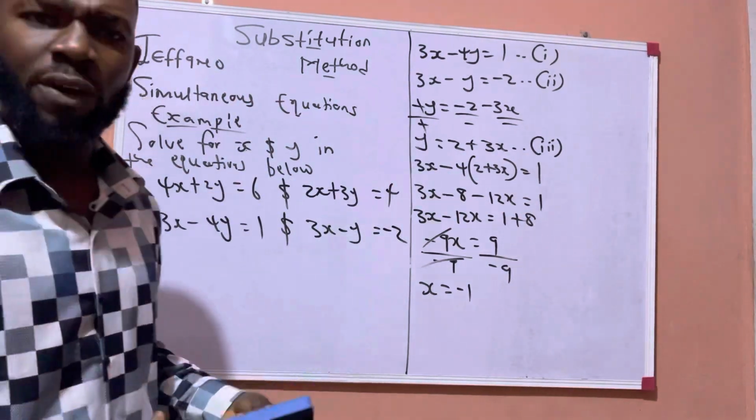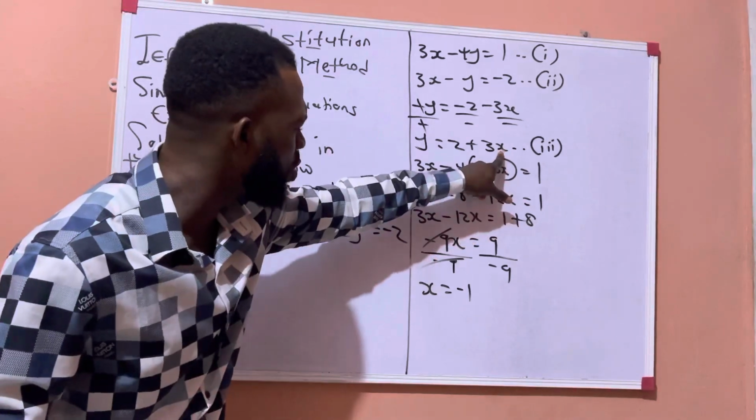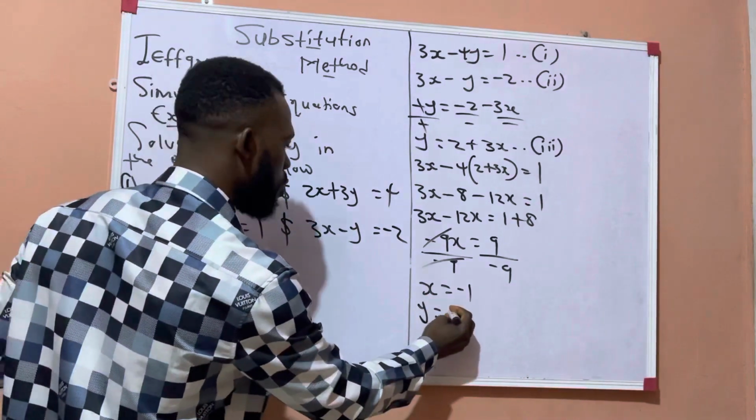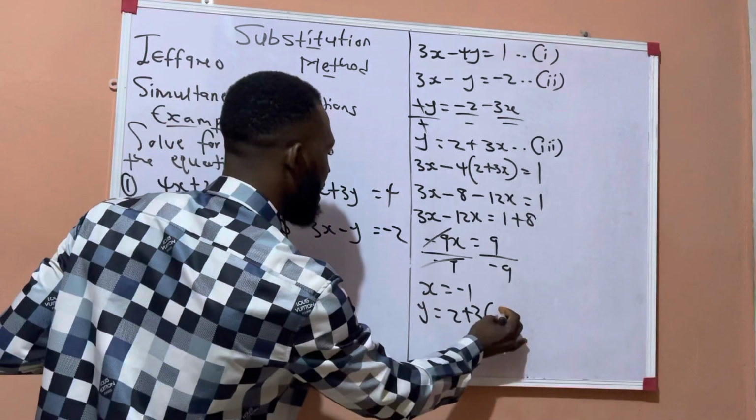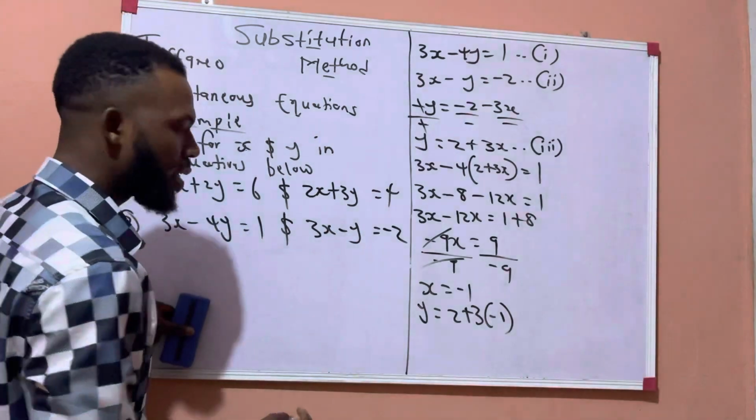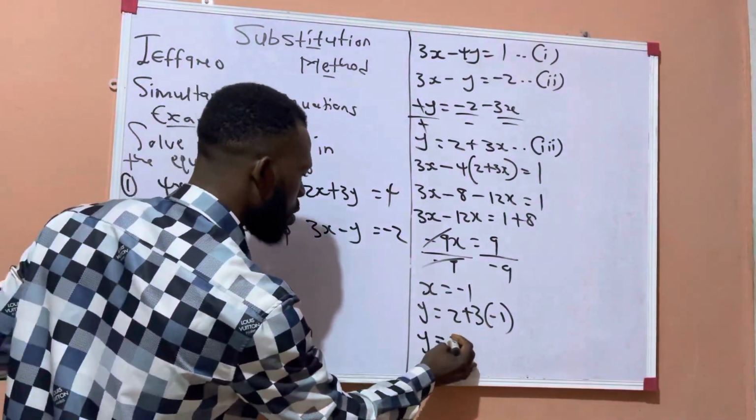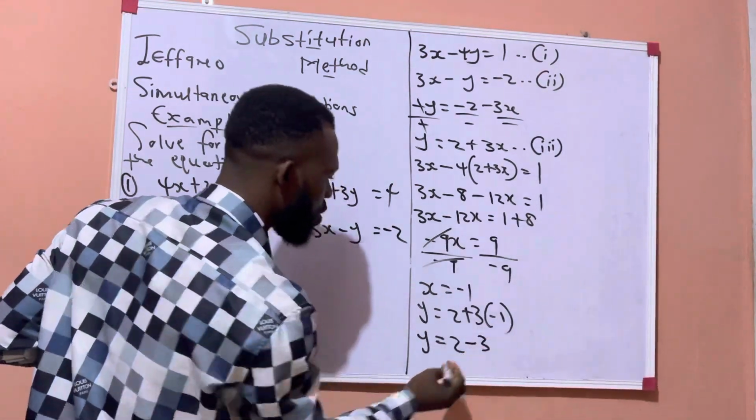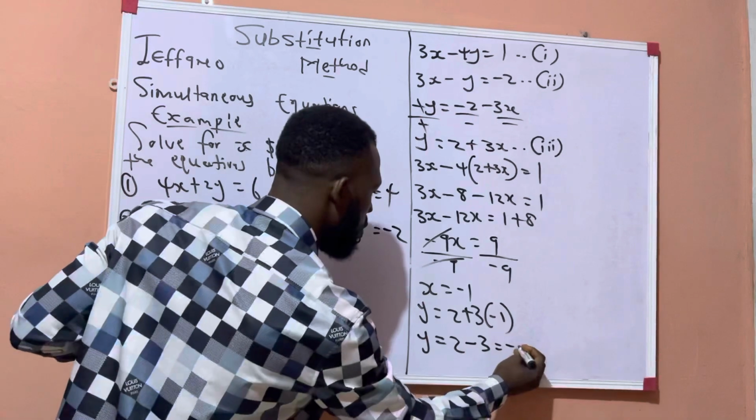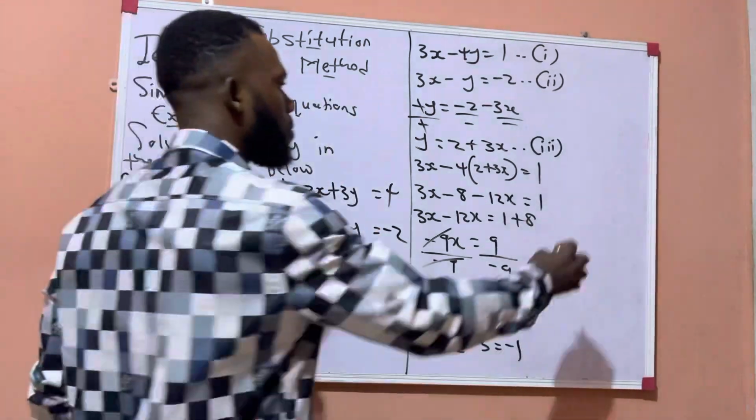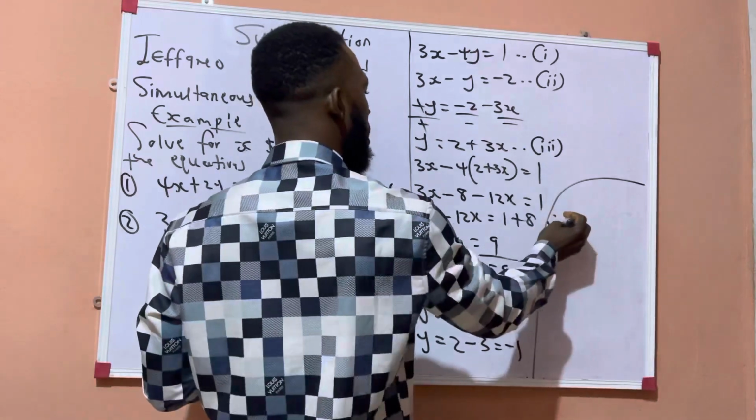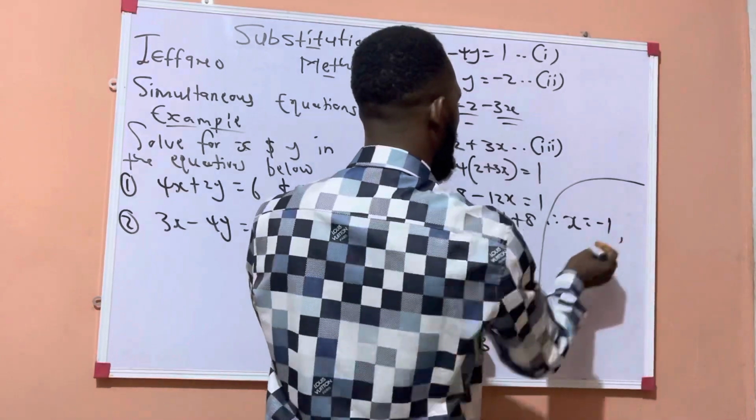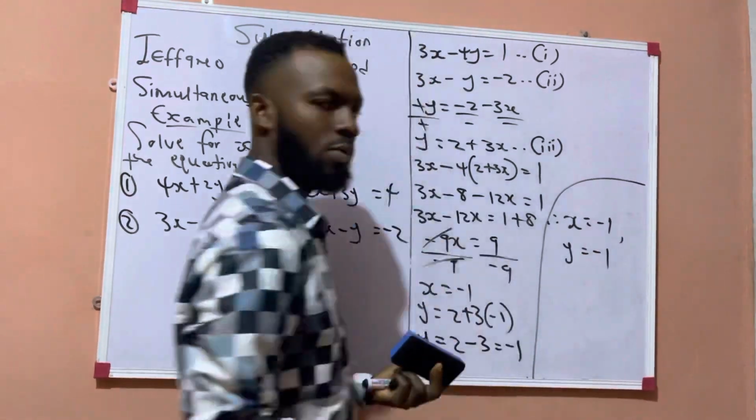Now, using equation 3 to get the value of y, by substituting the value of x, which is minus 1, we are going to get this. Y is equal to 2 plus 3 bracket minus 1. Class, without wasting time, y becomes 2 plus times minus gives us minus, 3 times 1 gives us 3. And class, 2 minus 3 will give us minus 1. So therefore, x is equal to minus 1, comma, y is also equal to minus 1.